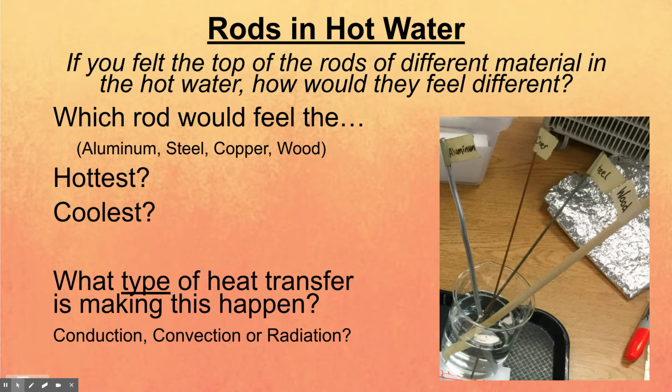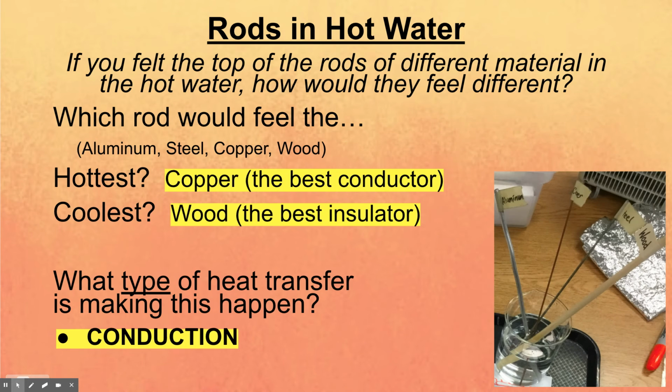Now we have different metals. So we have aluminum, steel rod, steel, copper, and wood. So they're going to be in hot water. So which one would feel the hottest and which one would feel the coolest? So out of aluminum, copper, steel, and wood, the hottest one gets heated by conduction, convection, or radiation?